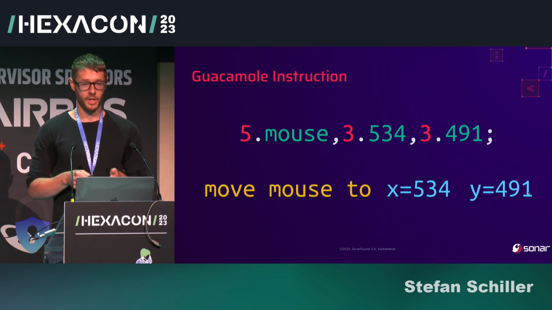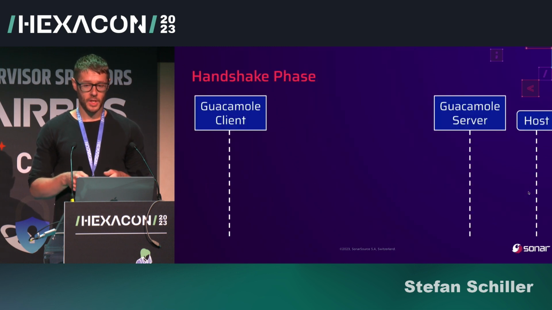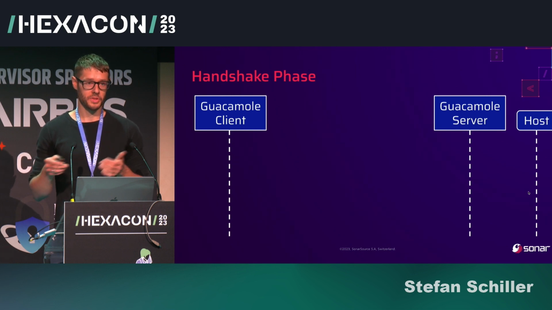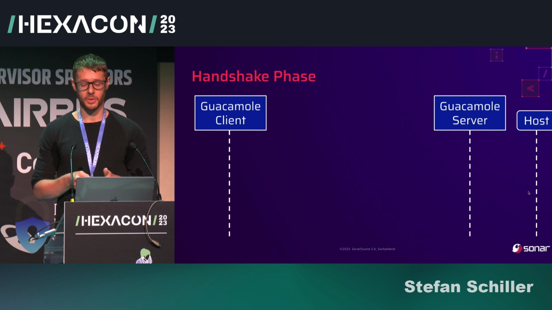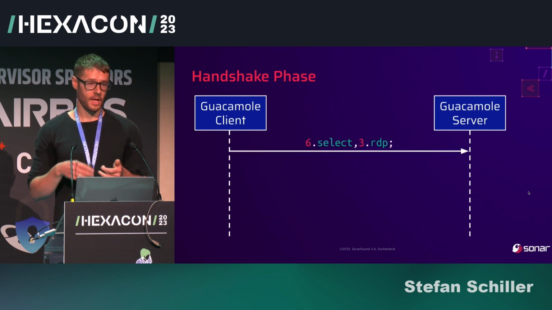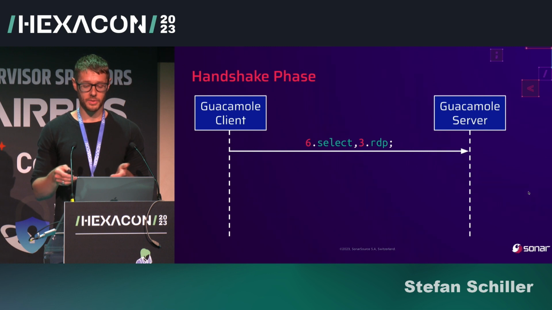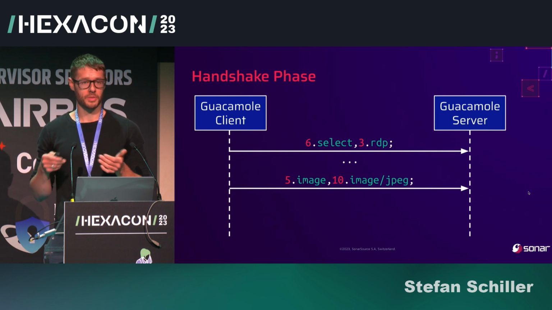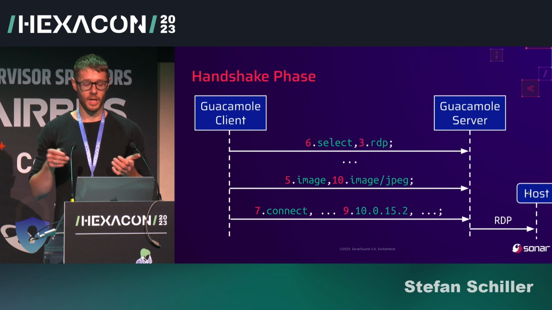In order to send this instruction, the connection to the internal host must be established first, of course. For this purpose, the Guacamole client and the server perform a handshake. During this phase, the client tells the server how to set up the connection to the internal host. At first, the client sends a select instruction to inform the server which remote protocol to use. So in this case, RDP. Then the client sends a few other instructions, followed by this image instruction. This tells the server which image types the user's browser supports. At the very last of the handshake, the client sends the connect instruction.